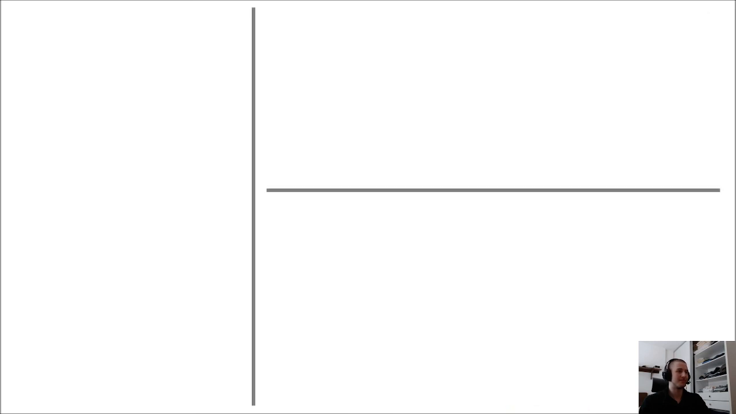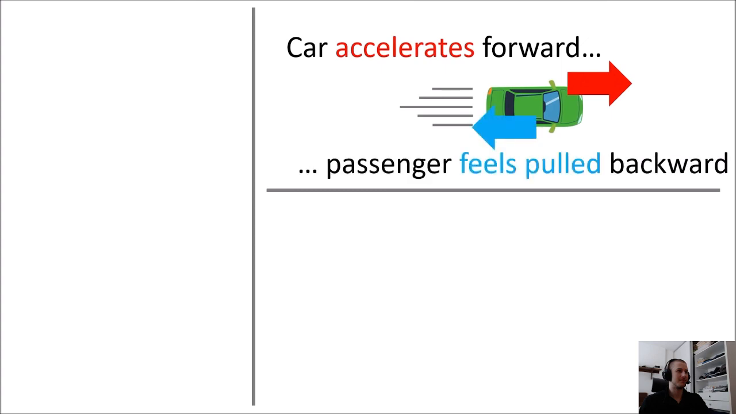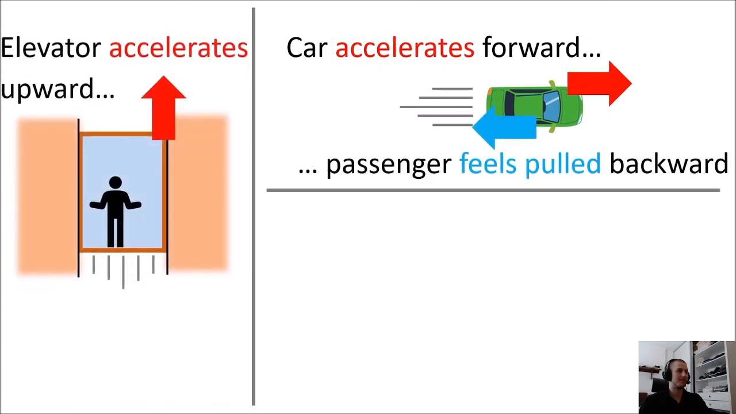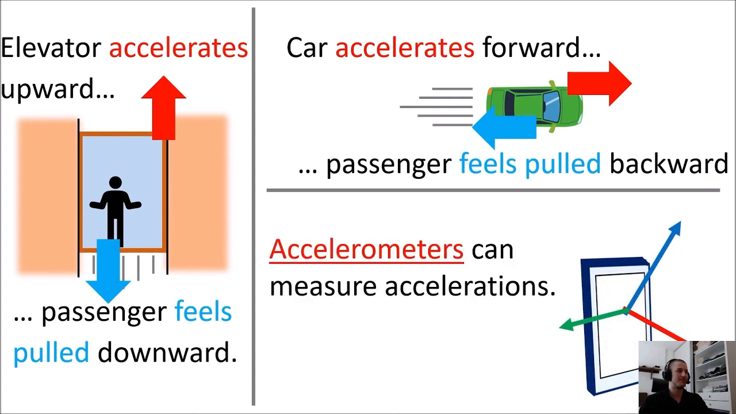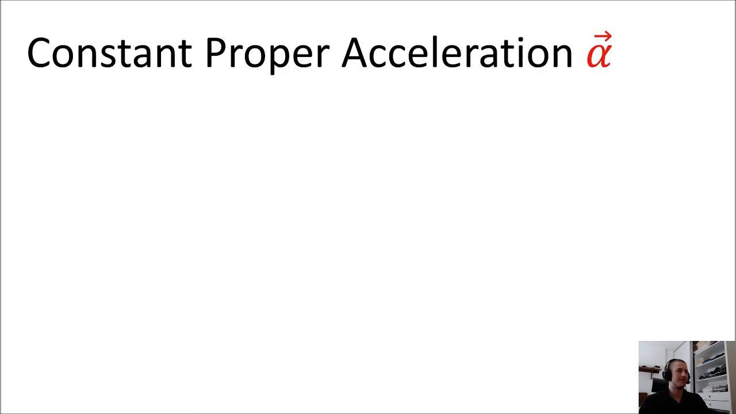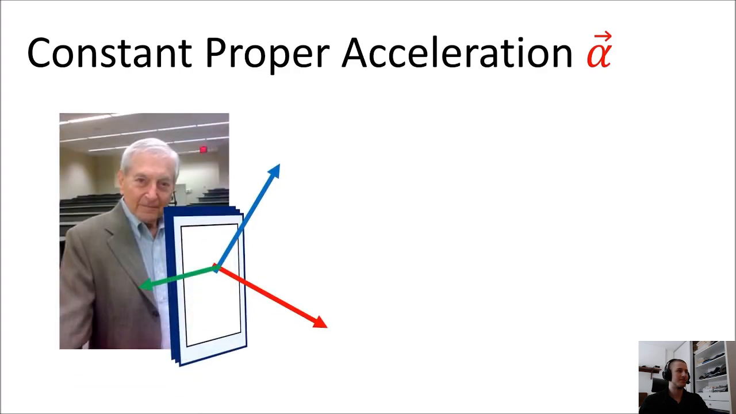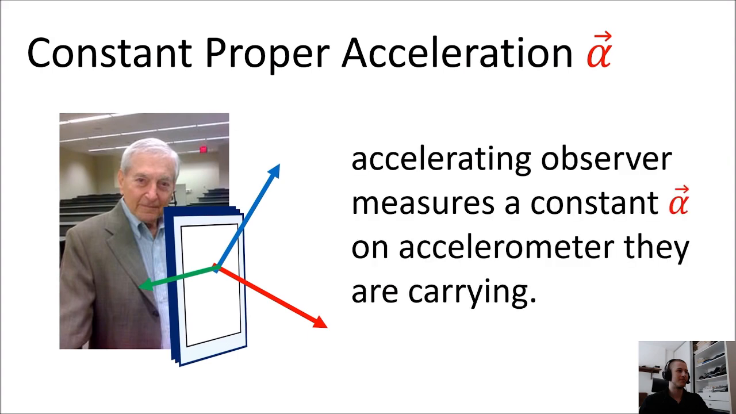You're probably familiar with the feeling of getting thrown backward inside an accelerating car, or feeling heavier when an elevator accelerates upward. It turns out that it's possible to build an accelerometer, which is a mechanism that measures accelerations like this. Most modern smartphones have accelerometers inside of them, and you can download an accelerometer app to measure your proper acceleration in different directions. In this video, we're going to look at the case of constant proper acceleration, which refers to an accelerating observer that always measures a constant number on an accelerometer that they are carrying with them.